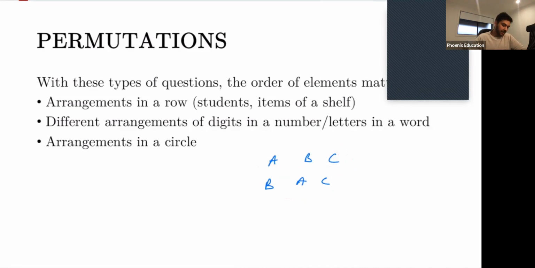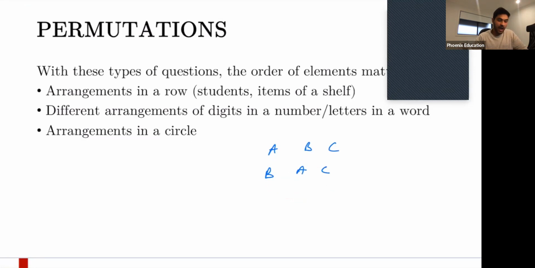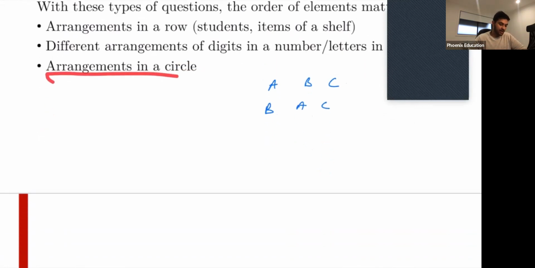Okay. So the common types of questions that you will have in your exam are arrangements in a row. So this is pretty common. It could be students in a row, it could be items on a shelf, for example, books on a shelf. We could also be looking at arrangements of digits. So you could be asked how many arrangements of these numbers can we have, or how many arrangements of the letters of this particular word can we have? That's another particular type of question that comes up. And arrangements in a circle, that's also a super common exam question.